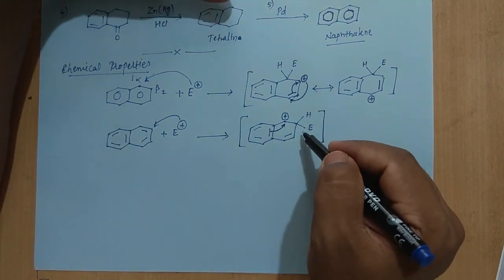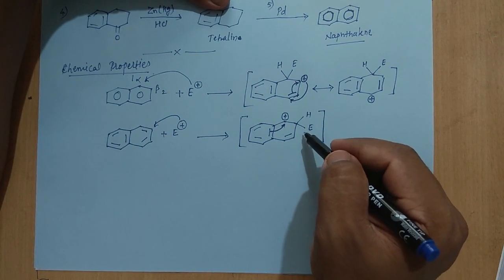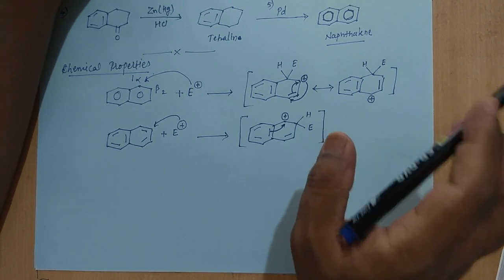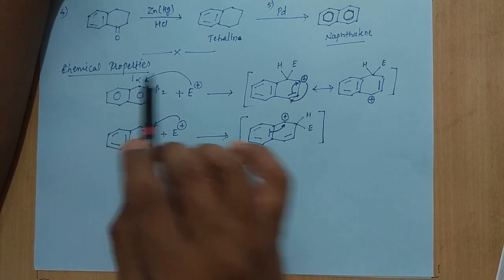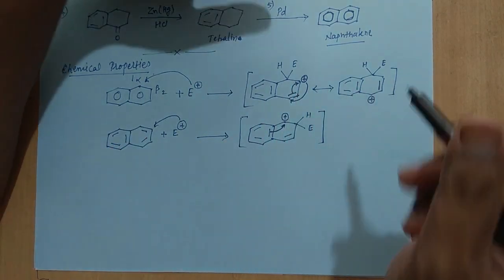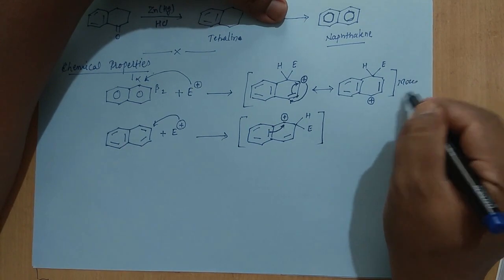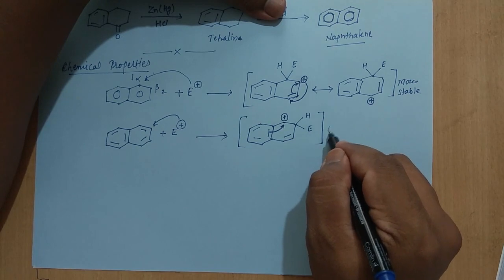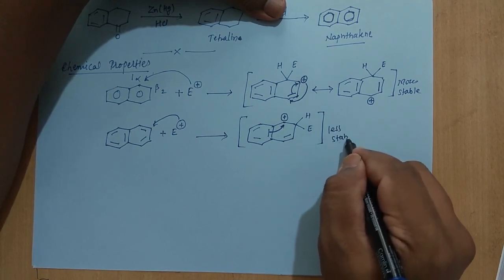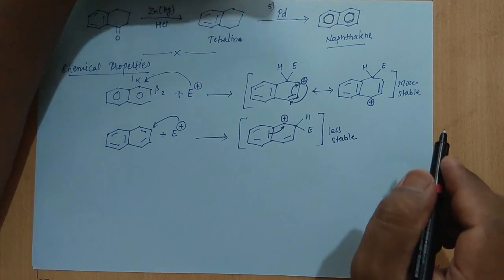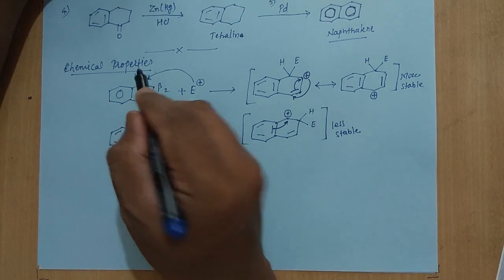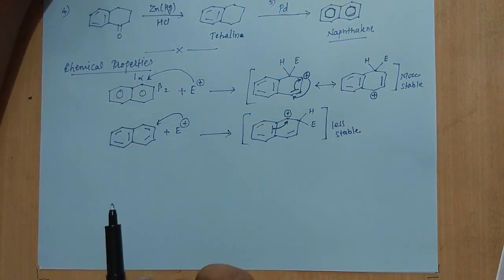If attack of the electrophile at the second position takes place, then the charge is not resonance stabilized. If attack takes place at the first position, it is resonance stabilized. This will be more stable. And if attack takes place at the second position, this is less stable. That's why in naphthalene, attack always takes place at the alpha position or first position.